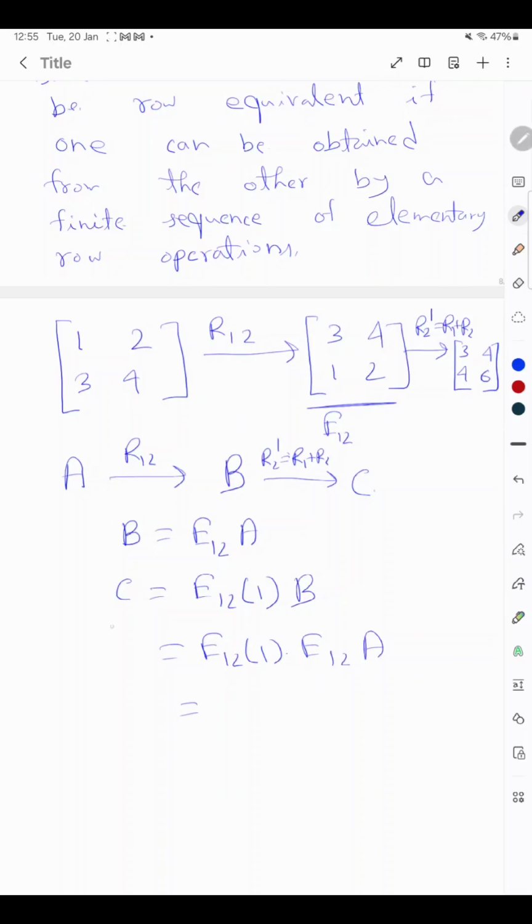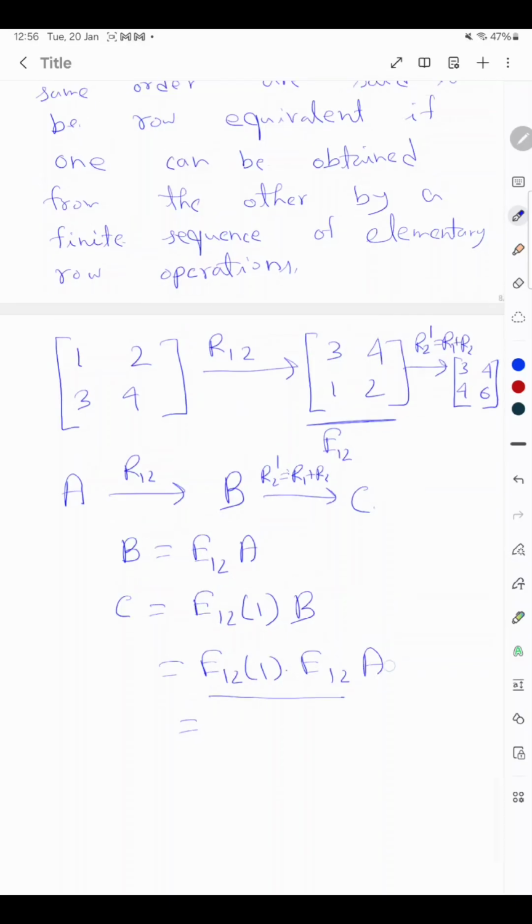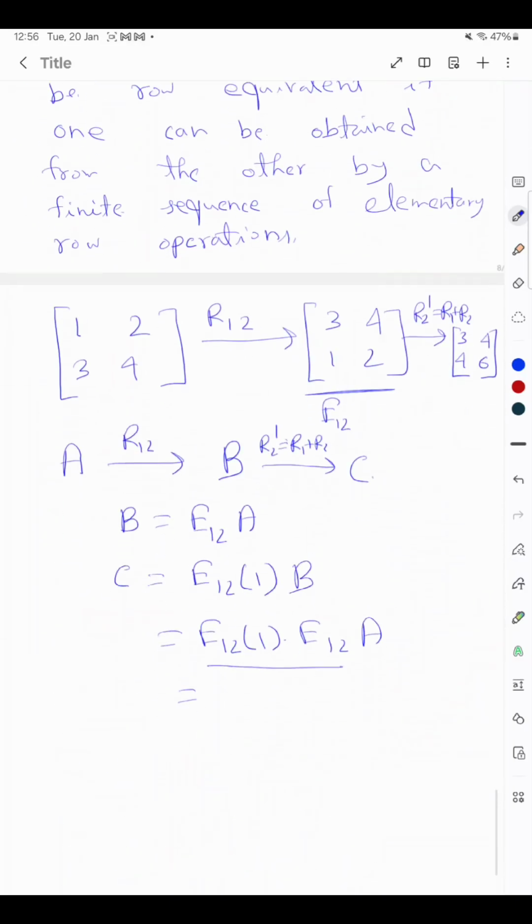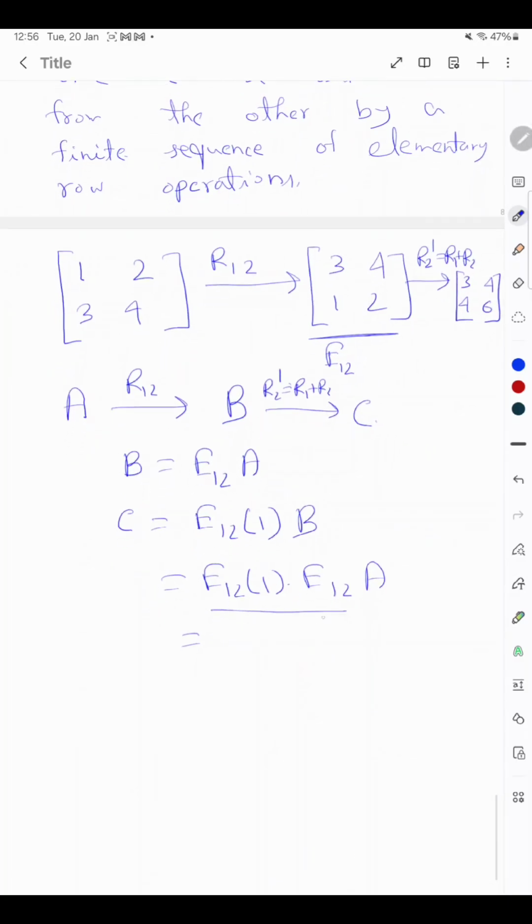So you will get that this elementary operation is always non-singular. You just check this for each one. So basically the product of the two operations is again non-singular, right? So from there you are getting some non-singular matrix P into A, right? Or P is a product of some elementary row operations.